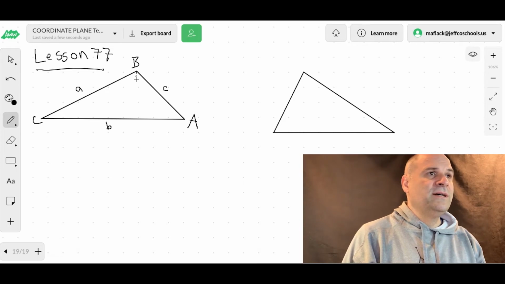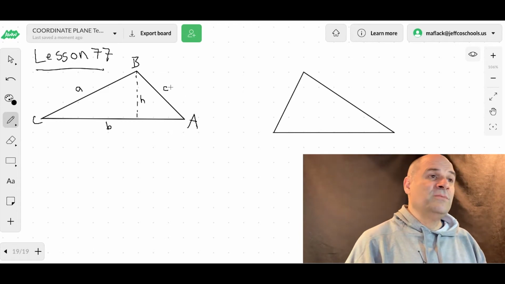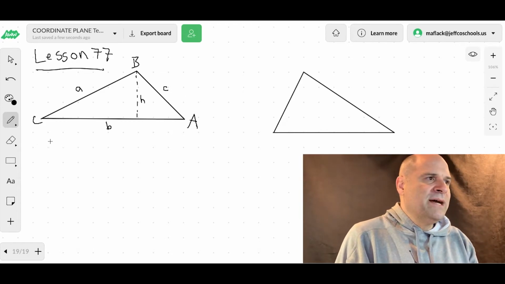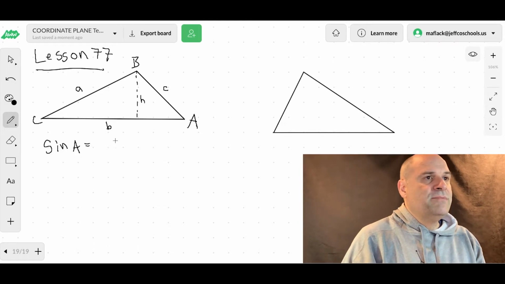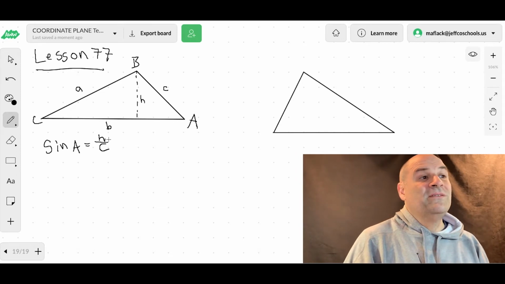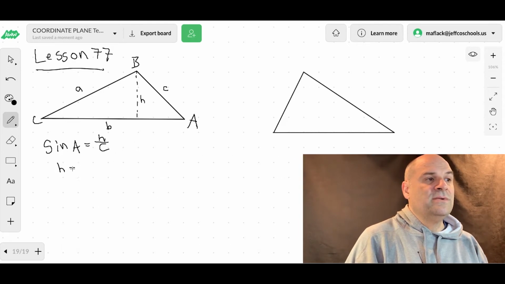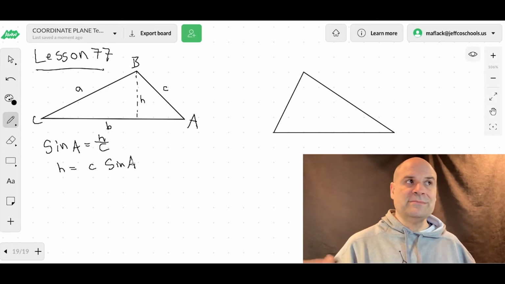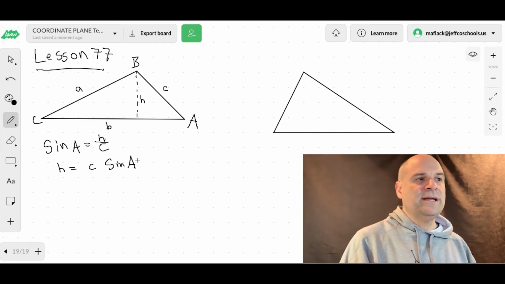So to find the area of this triangle, we would need the height. Okay, so if we drew a little line here and called it H, then if we knew that height, we'd be able to find this. So let's first of all go back to what is sine of A. Sine of A is opposite over hypotenuse, so H is opposite of A over C. Okay, so that's what the sine of A is. So if I wanted to figure out what H is, I would just multiply both sides by C. So H equals C times the sine of A. All right, so now technically we have our height.